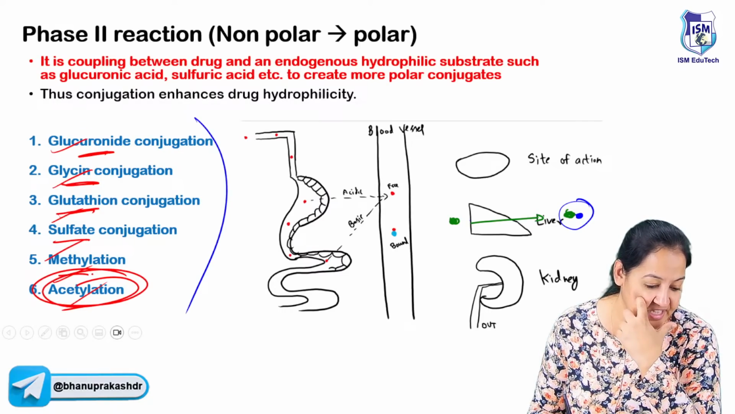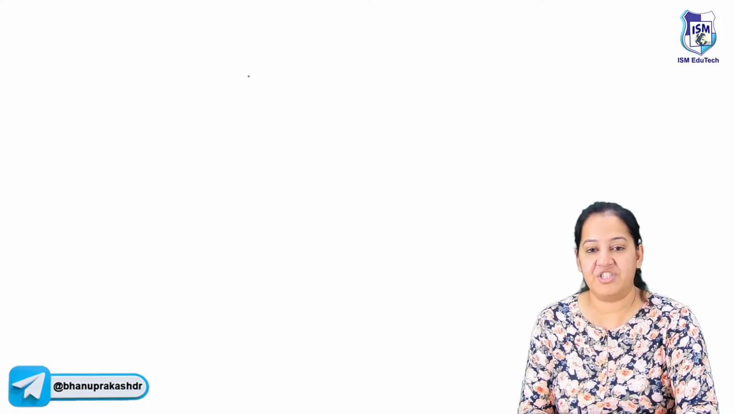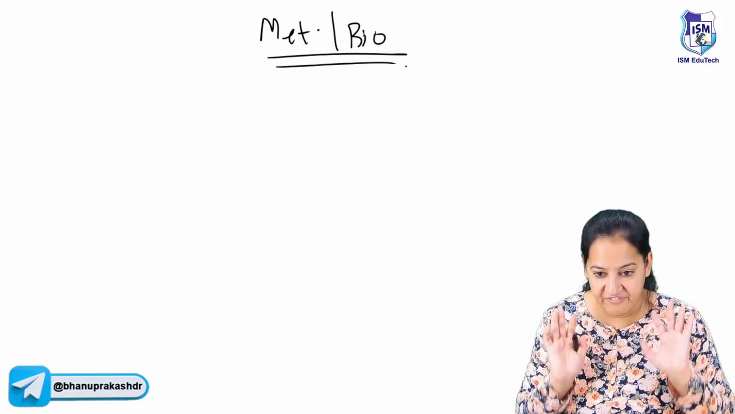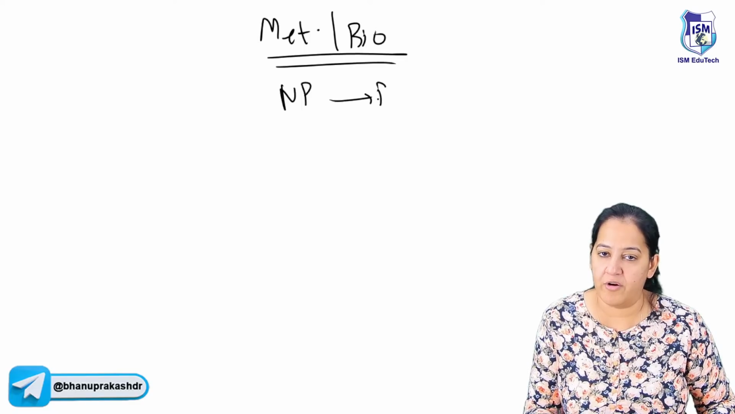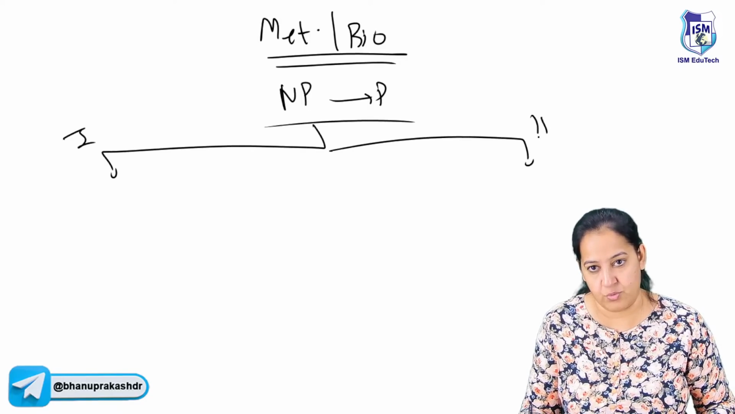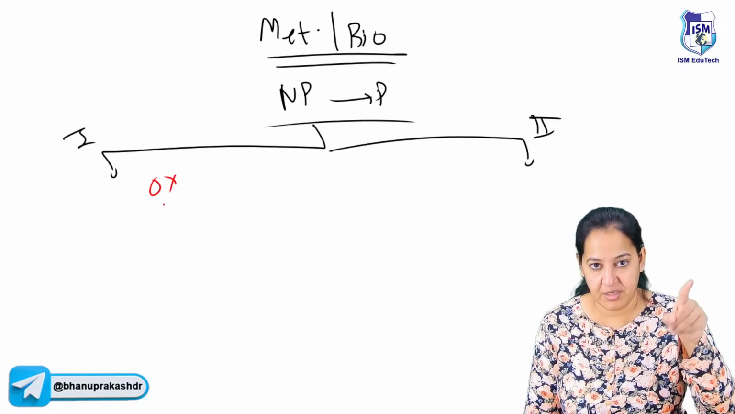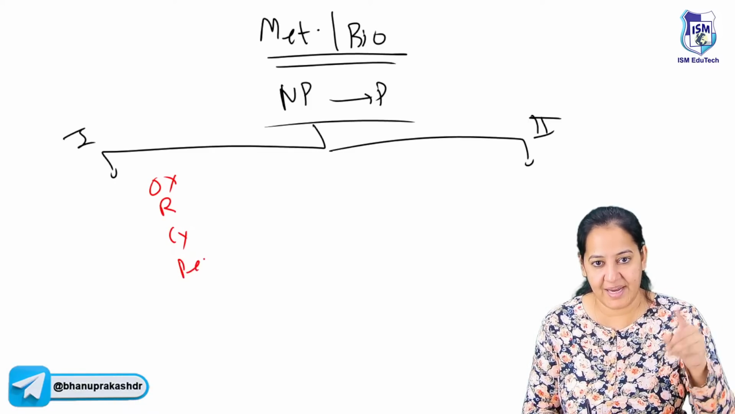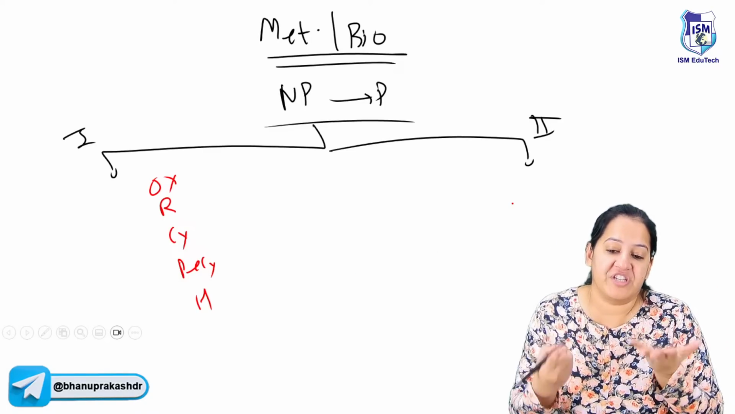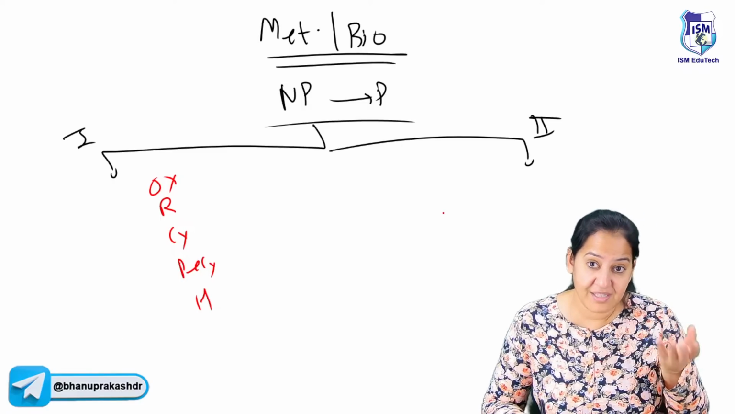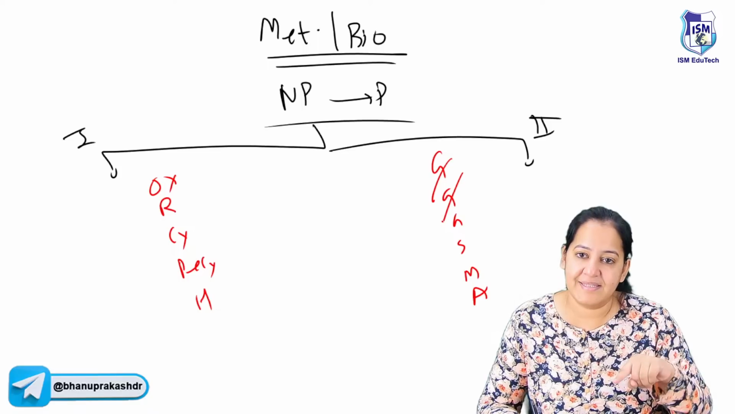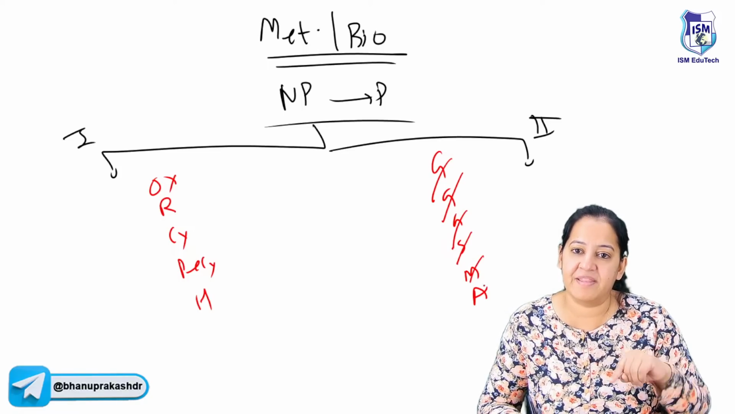How many of you are getting it? I am teaching you metabolism of the drug, which is also known as biotransformation. The definition is to convert non-polar drug into polar drug, which happens in the liver. There are two types of metabolism, phase 1 and phase 2. Phase 1 is of 5 types: oxidation, reduction, cyclization, decyclization, and hydrolysis. Phase 2 is of 6 types in which conjugation takes place, with various compounds. So it's Triple G SMA: glutathione, glycine, glucuronide, sulfate, methyl, and acetyl.